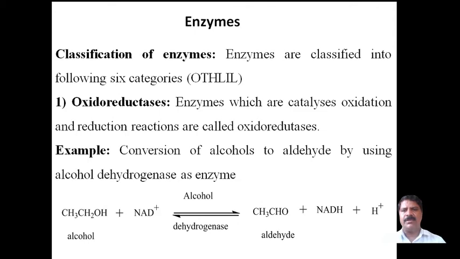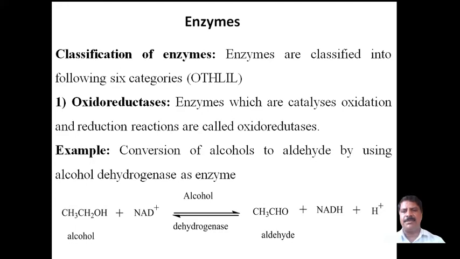In the last semester, I have already discussed the enzymes, what the enzymes are, and explained everything. Now coming to the classification of the enzymes. Enzymes are classified into the following 6 categories. It is also abbreviated for recalling purposes as OTHLIL. This is for remembering purposes.